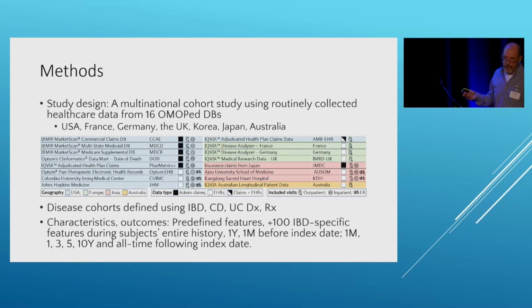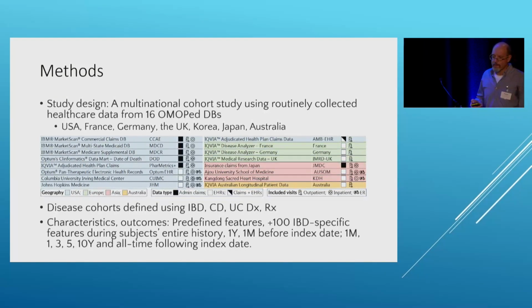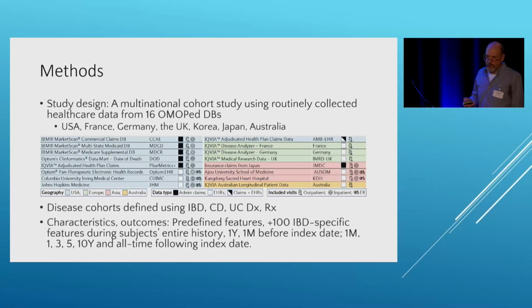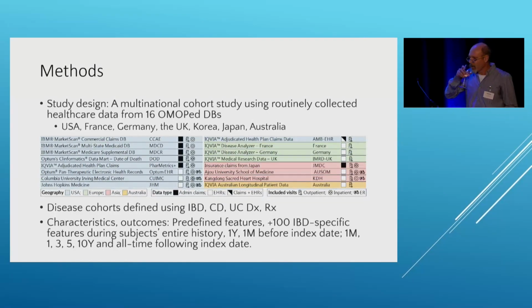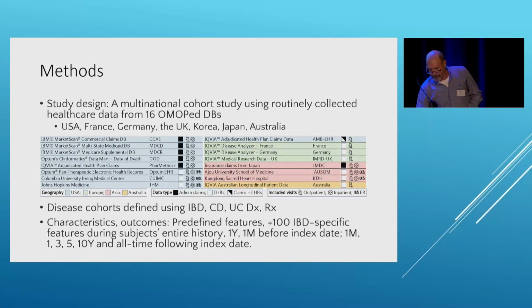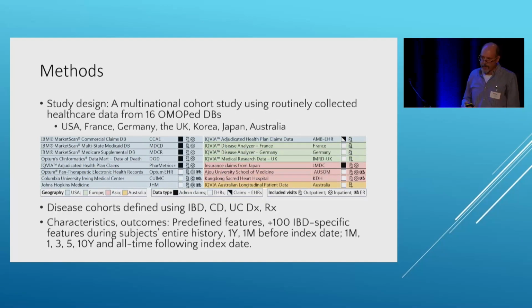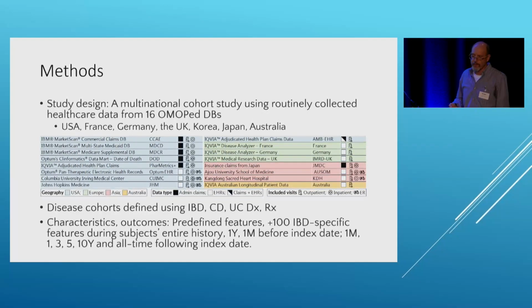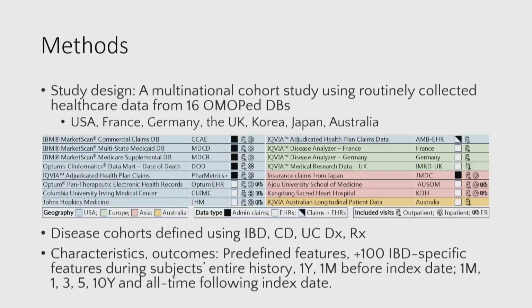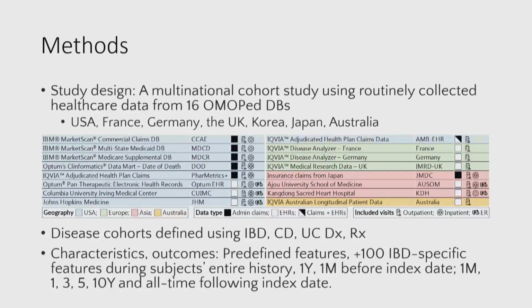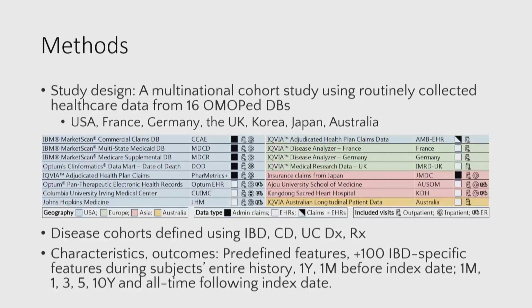I'm presenting a multinational cohort study that at this point includes results from 16 different databases from 6 countries. When we defined the cohorts, we used diagnostic codes as well as prescriptions for IBD, ulcerative colitis, or Crohn's disease. We extracted both predefined features per the FeatureExtraction OHDSI package, as well as more than 100 IBD-specific features in different time windows before and after the onset of the disease.